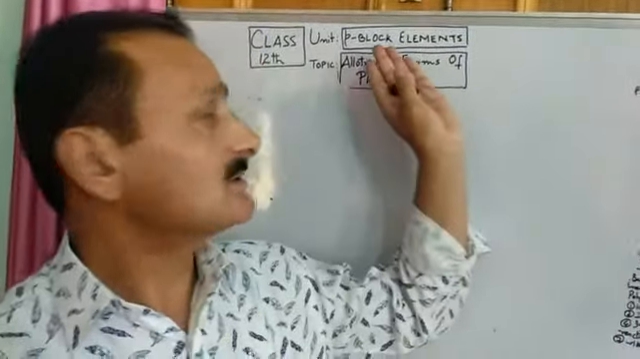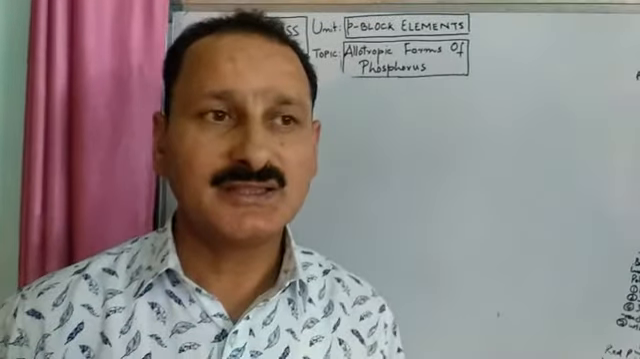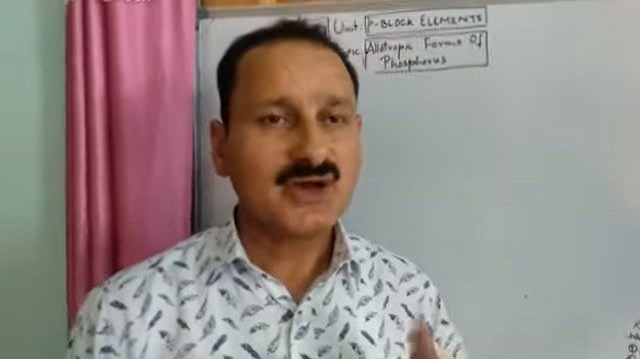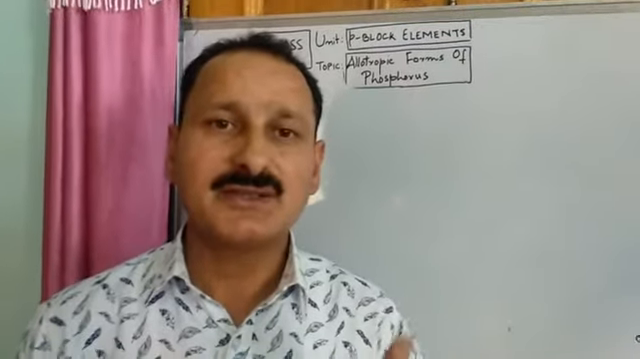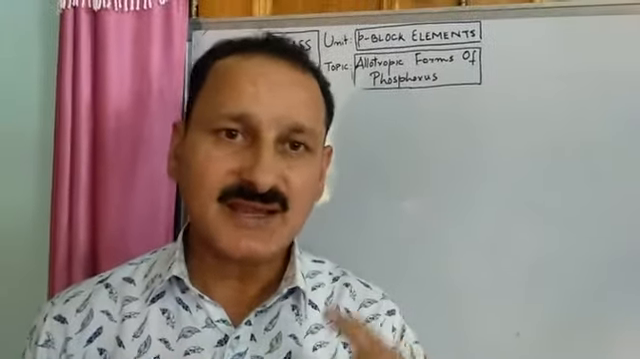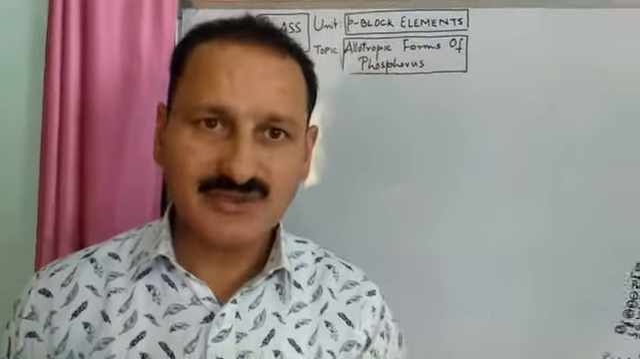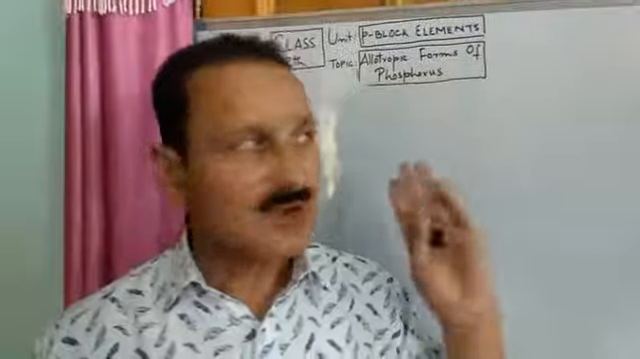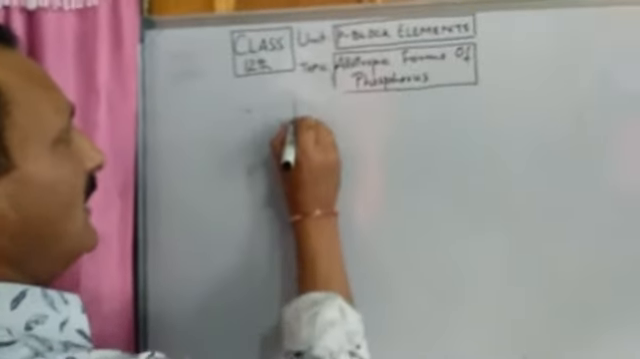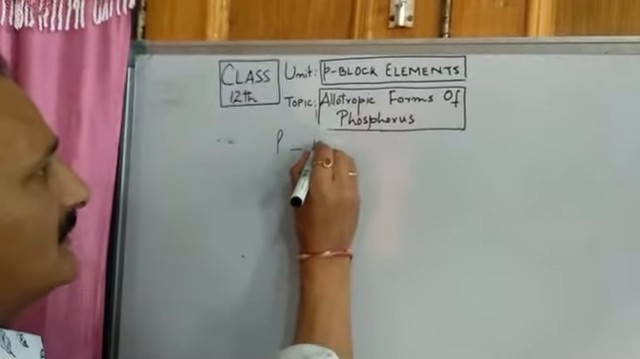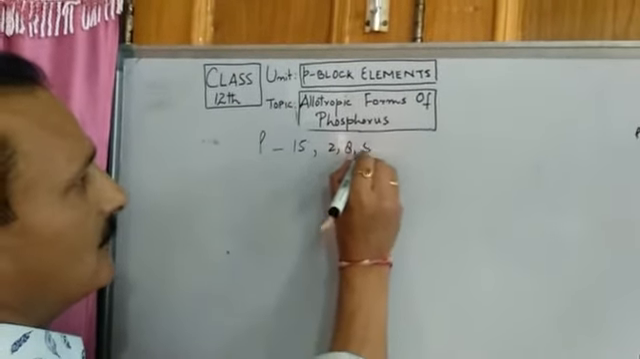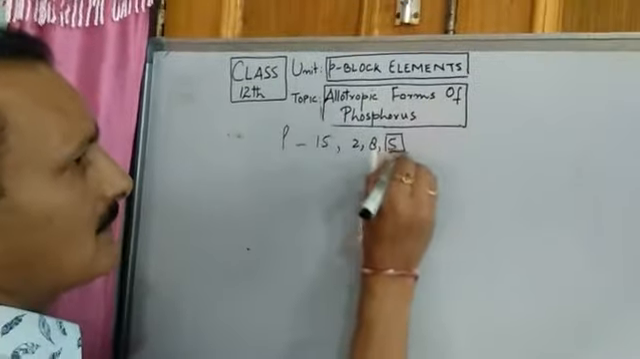Your unit is P block elements, and in this very unit today's topic is allotropic forms of phosphorus. Now phosphorus is an element in group number 15, the second element in the nitrogen family, the first being nitrogen and the second being phosphorus. This phosphorus has atomic number 15, electronic configuration 2, 8, 5, with 5 valence electrons.